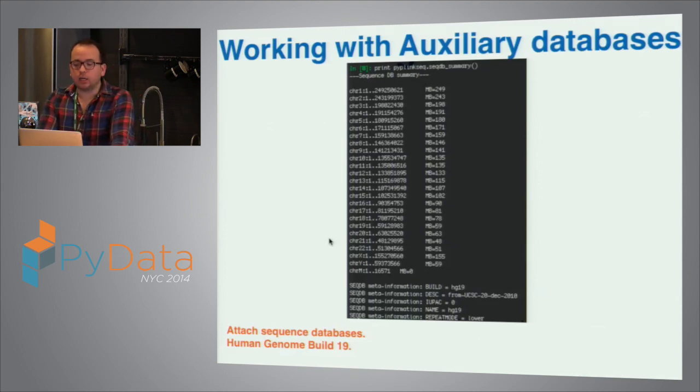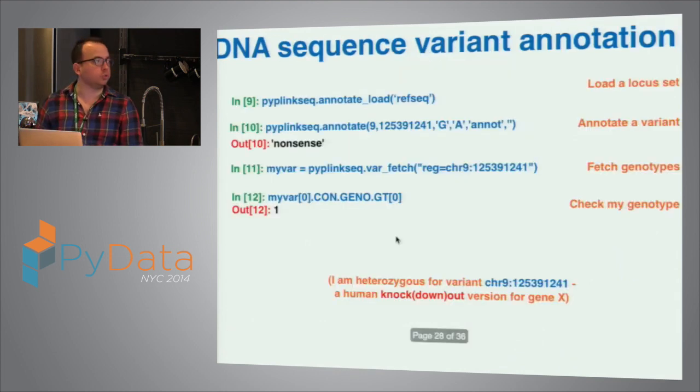In addition to that, another auxiliary database that's available is a summary of the human genome sequence. That basically tells you the length of the chromosomes, and if you want to find out what the flanking sequence is of a genetic variant, it's fairly easy to do.